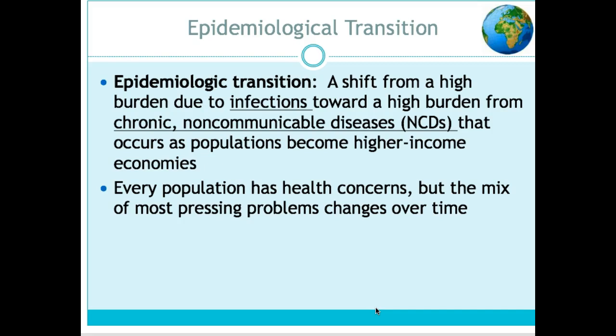The second level of our transitions: we looked at demographic, looking at the population pyramids, and now we're looking at the epidemiologic transition, which is a shifting from a high burden of death due to infections and things like diarrhea toward a high burden from chronic non-communicable diseases. We call them NCDs, non-communicable diseases, that occur as a population becomes higher income. And every population has health concerns, but the mix of the most pressing problems changes over time as the country goes through this transition.